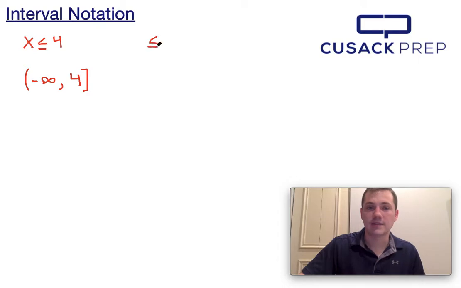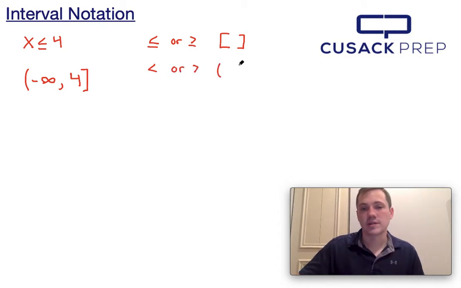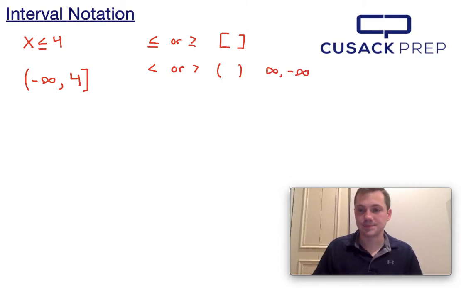So the equal to part indicates that we need to use a bracket. So if we have less than or equal to or greater than or equal to, we need to use brackets for that end number. On the other hand, if we just simply have less than or greater than, that's where we're going to use parentheses. And I'll also note that infinity and -infinity also go with parentheses. So let's try another example.